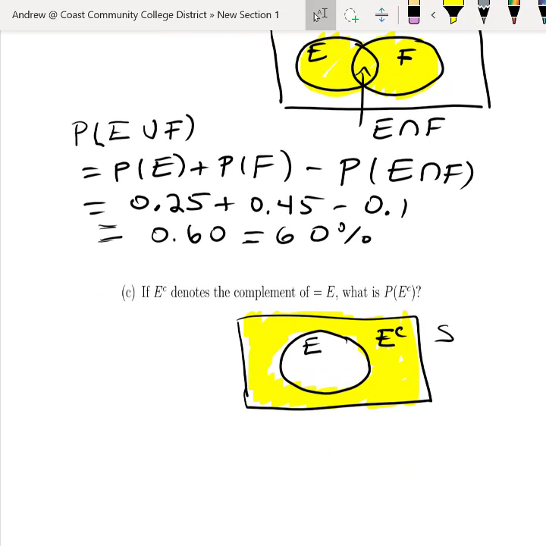So, all right, look, if you look at E and you find that area, and you look at E complement and you find that area, that should add up to the whole area of this box, which is S, and that whole area is supposed to be 1 or 100%. So we can see that the probability of E plus the probability of E complement should add up to 100%. So how can we put that together? The probability of E complement is going to be 100% minus the probability of E. But I won't put 100%, I'll just put 1.